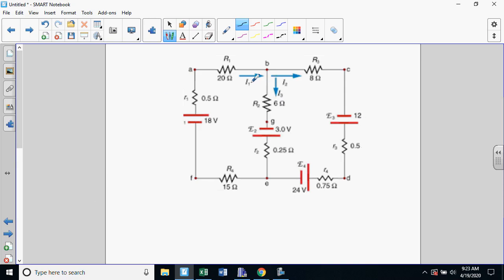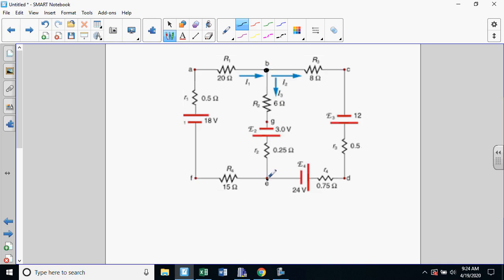I've already decided what direction I think the current is going to go. I've got I1 coming here to the right, I2 going out of the junction, and I3 also coming out of the junction down this third branch, okay? I'm going to start with a junction rule.